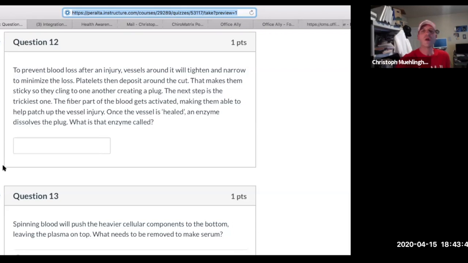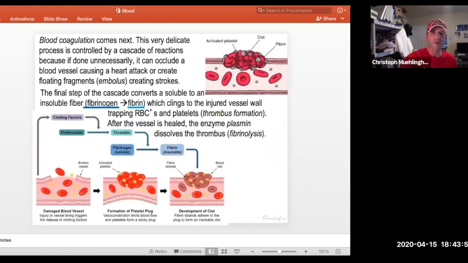So this is where that soluble fiber turns into insoluble fiber. That's the most important step in this whole situation. Fibrinogen is a soluble fiber that we have floating around in the blood when everything is honky-dory. Then when we make it insoluble and it precipitates out and can help patch up the blood vessels, we call it fibrin. It's sort of this sticky, sticky thing.